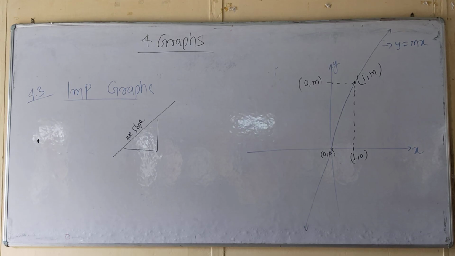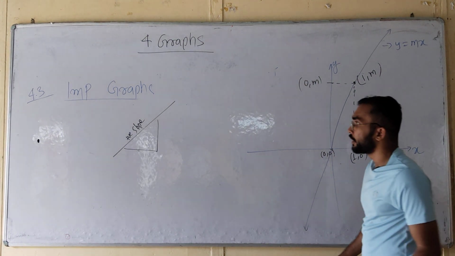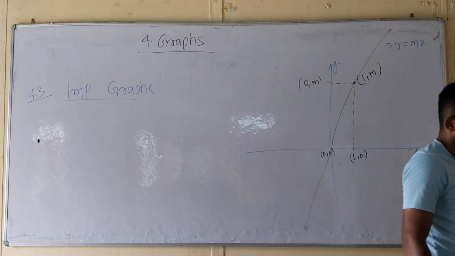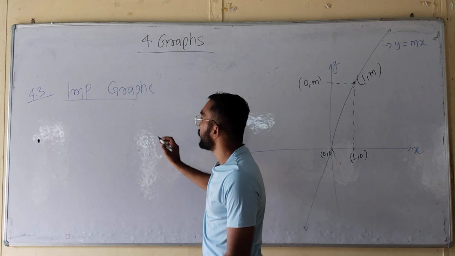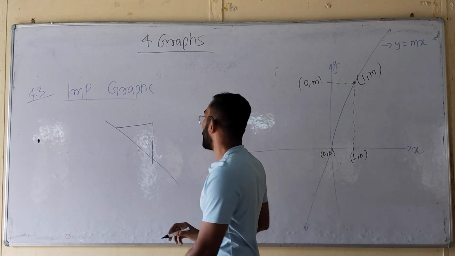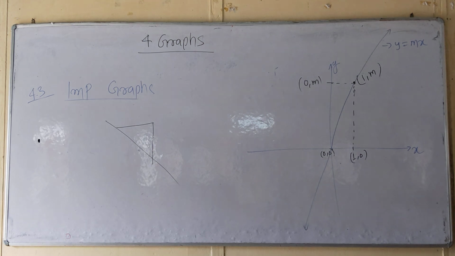Next point, if you move forward in x by some amount and you go down in y, then slope is said to be negative. You can make this diagram and write down negative.